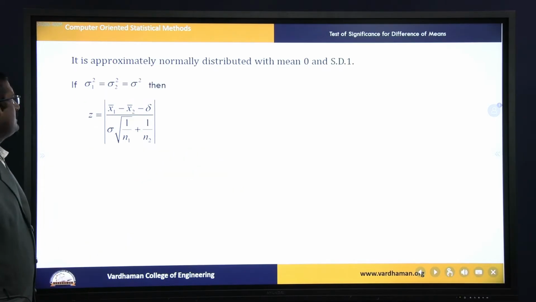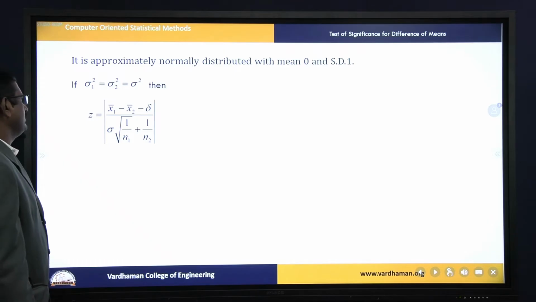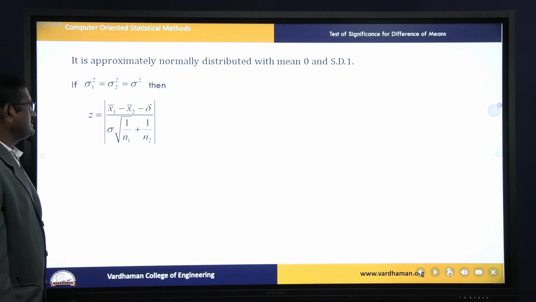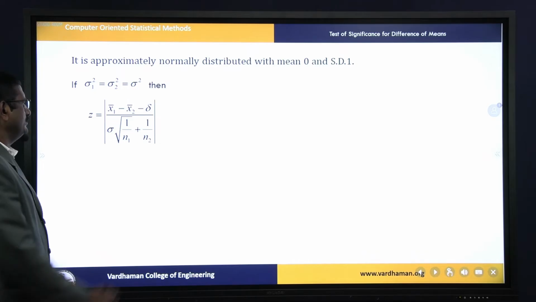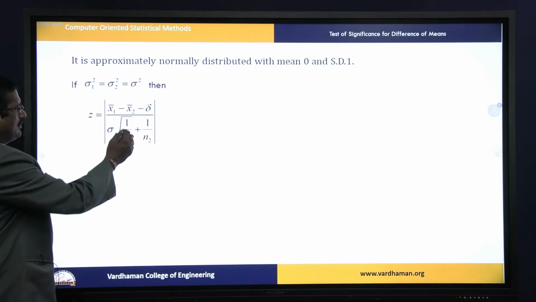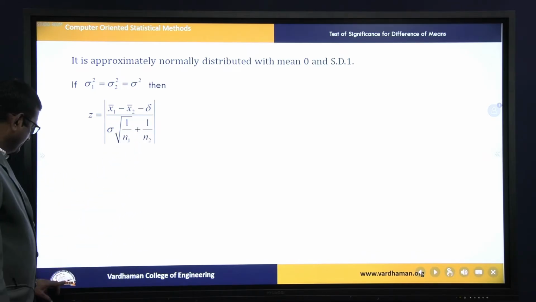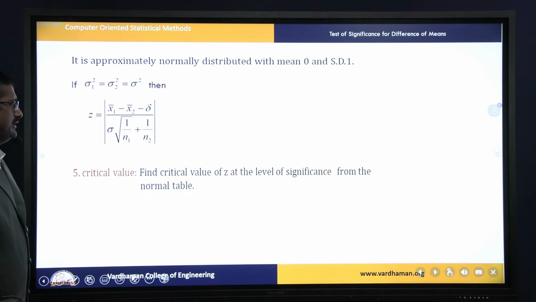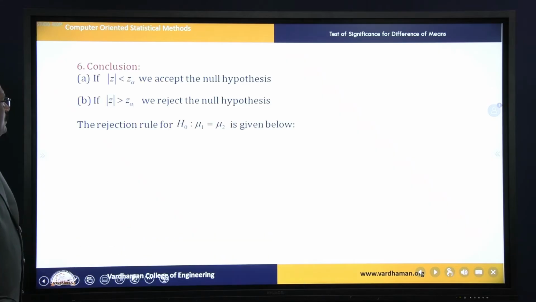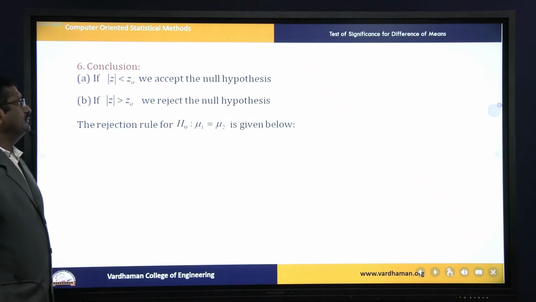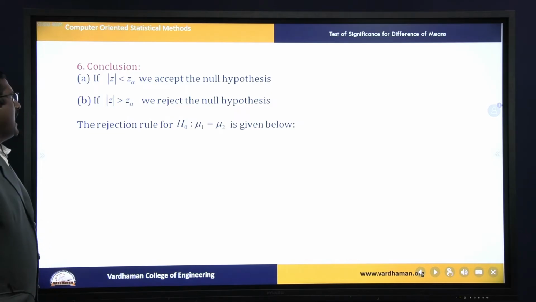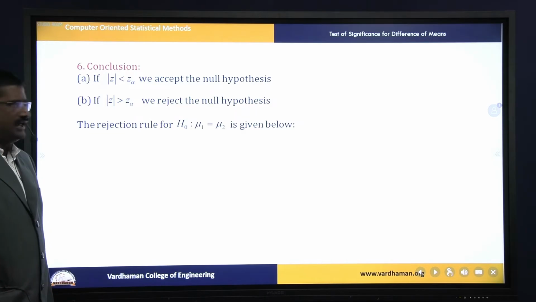If sigma 1 square is equal to sigma 2 square, which we take as sigma square, then we can write the formula as z equals x1 bar minus x2 bar minus delta, divided by sigma times the square root of 1 by n1 plus 1 by n2. The critical value we can find through the normal table. For the conclusion, if the z calculated value is less than or equal to the z table value, we accept the null hypothesis. Otherwise, we reject the null hypothesis.